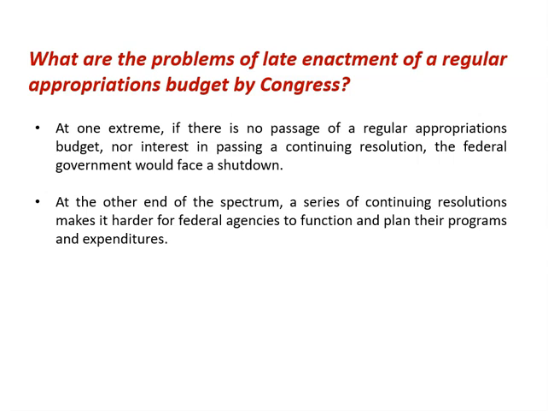What are the problems of late enactment of a regular appropriations budget by Congress? At one extreme, if there is no passage of a regular appropriations budget, nor interest in passing a continuing resolution, the federal government would face a shutdown. At the other end of the spectrum, a series of continuing resolutions makes it harder for federal agencies to function and plan their programs and expenditures.